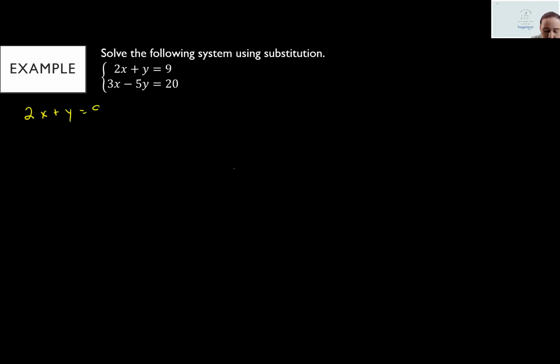So the first equation is 2x plus y equals 9. And we want to solve for y, so I can put that into the second equation. So I'm going to subtract 2x from both sides, and I get y equals 9 minus 2x. Then I'm going to take the second equation. You need to take the equation you haven't touched yet, and I'm going to substitute in for y, 9 minus 2x.